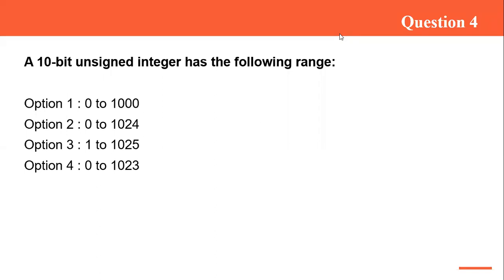A 10-bit unsigned integer has the following range. Exactly. I think I asked you just before, what is the maximum number you can represent using 10 bits? 2 power 10 minus 1. 2 power 10 is 1024. That means the maximum number you can store is 1023. So 0 to 1023 numbers we can store.